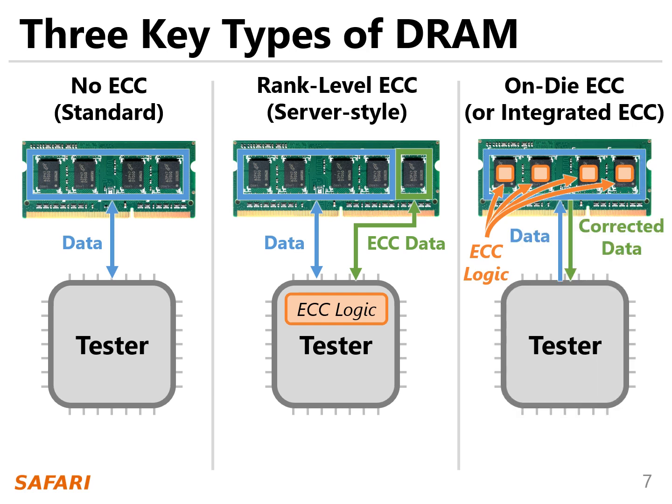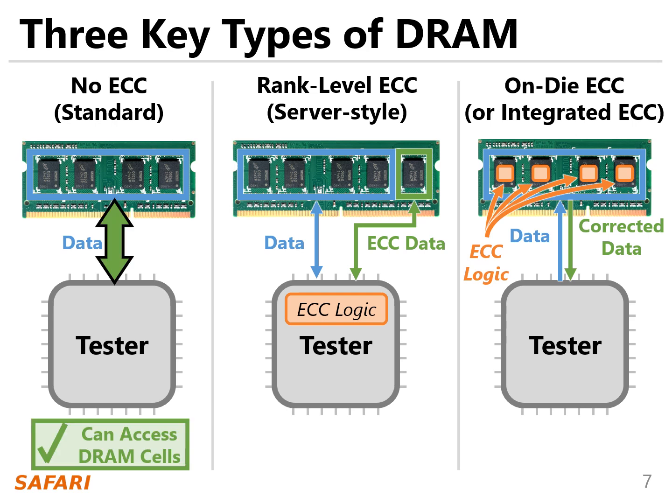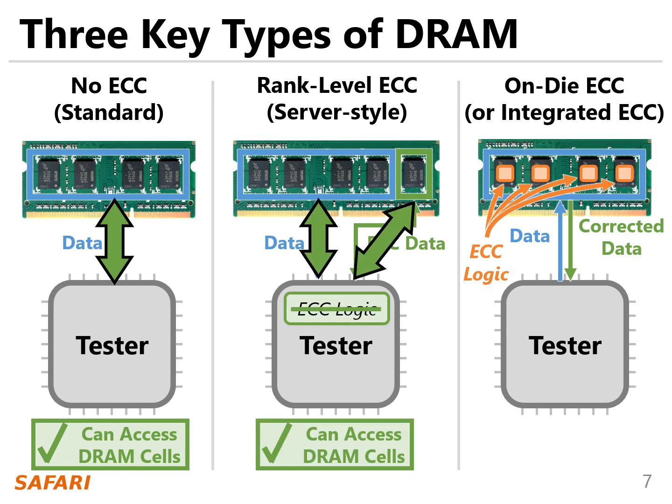So when we connect this with the tester, it is able to write normal data to the DRAM device, but reads corrected information. So in terms of characterizing these three types of DRAMs, in the case without ECC, the tester can directly access the DRAM cells. For the rank level ECC system, the tester can also directly access the DRAM cells by simply bypassing the ECC logic within the testing device.